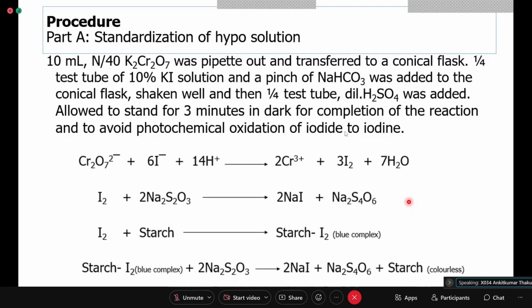Okay, so the first part of the experiment is standardization of sodium thiosulfate solution, for which you use 10 ml of 0.025 normal potassium dichromate solution, which was pipetted out and transferred to a conical flask. 1/4 test tube of 10% KI solution and a pinch of sodium bicarbonate was added to the conical flask.